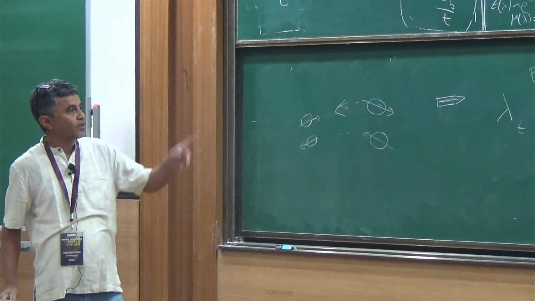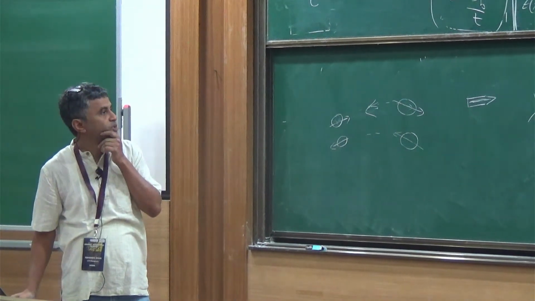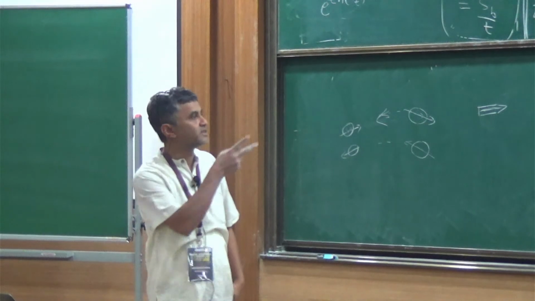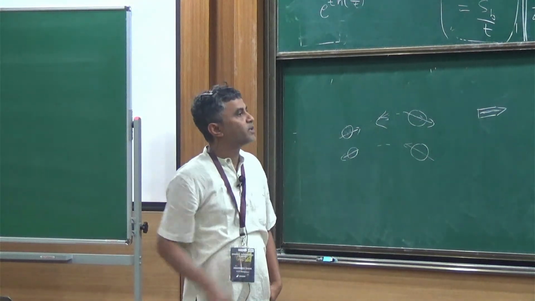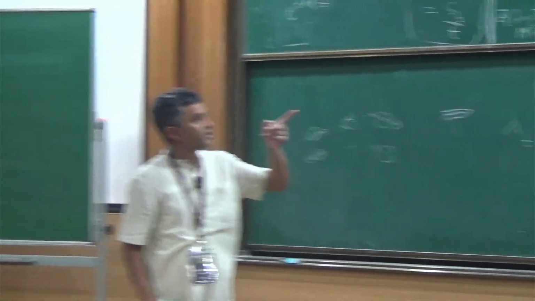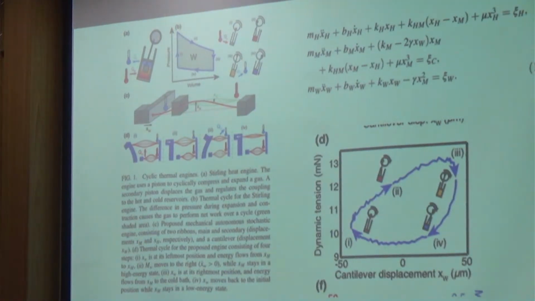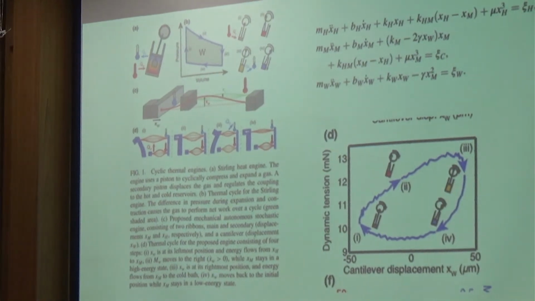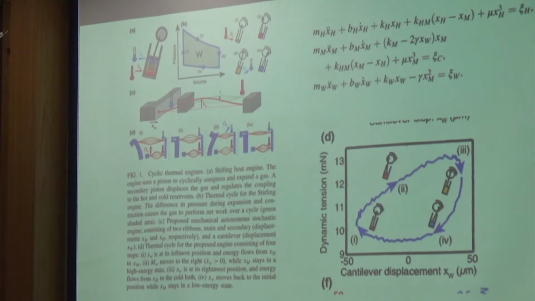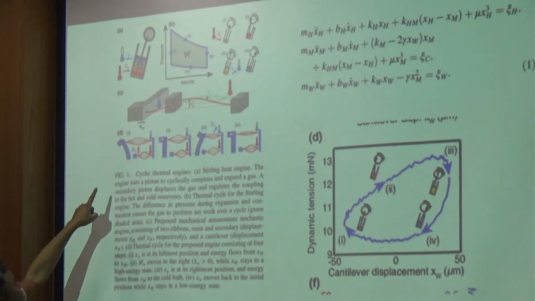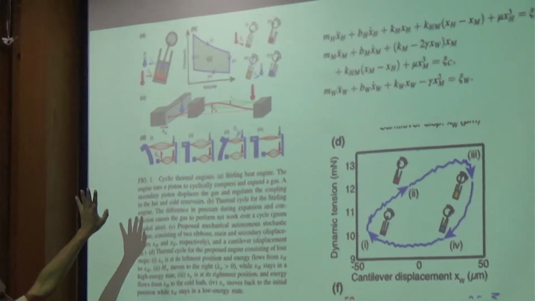Okay, so I'll talk of some examples of this Stirling engine. There are a number of papers which discuss this, but I'll discuss a couple. One is this paper that I wrote from 2016, which discusses a mechanical autonomous stochastic engine. What the engine looks like is this object here, and it has 3 degrees of freedom.